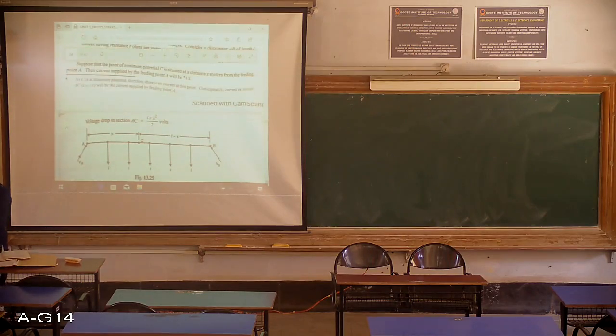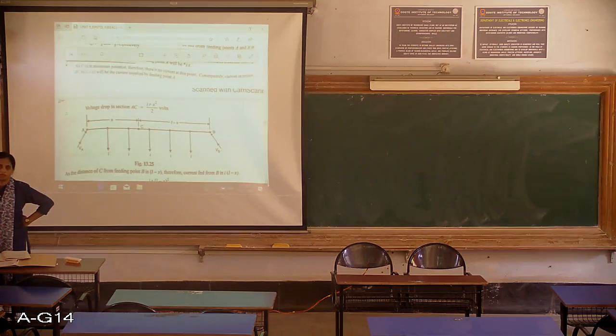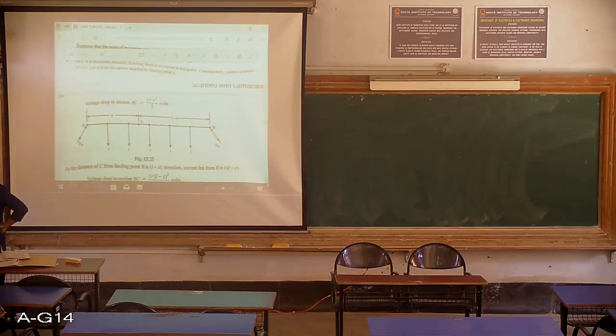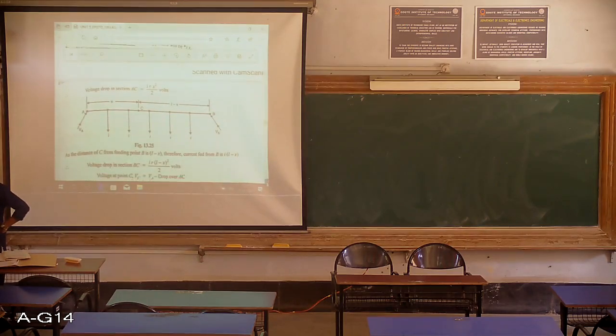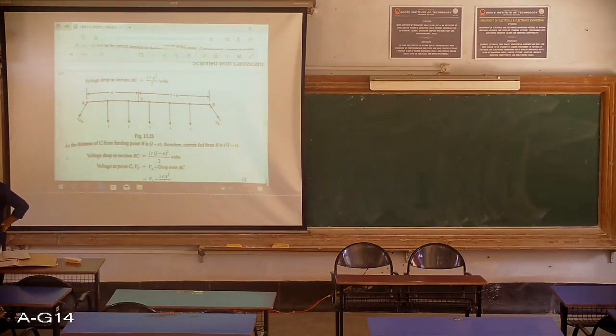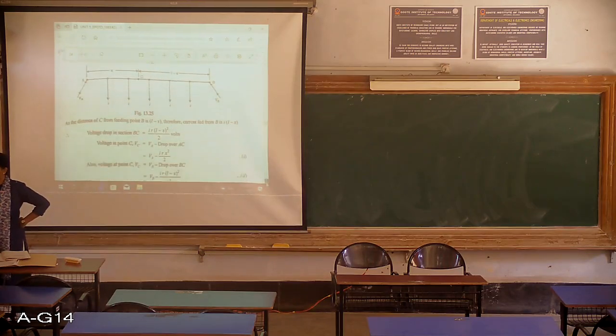So the current supplied by the feeding point A will be I into X. Same analysis. What is the voltage drop in section AC? IR into X square by 2. I have utilized the previous derivation there. As the distance of C from feeding point B is L minus X, the current fed from B is I into (L minus X). So in place of X you substitute L minus X, and you get IR into (L minus X) whole square by 2.